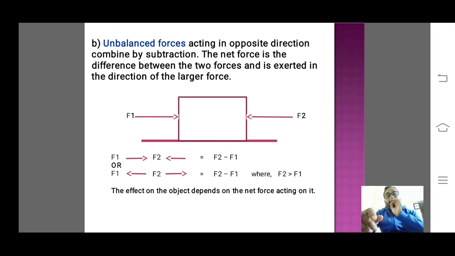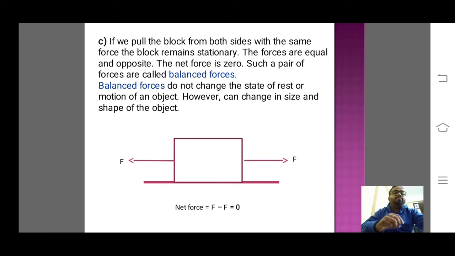Similarly, if F1 and F2 are equal, the box will move nowhere. It will stay at that particular position. Next we have the same thing which I told you: if I apply the same force F in the opposite direction, then the forces will cancel each other.